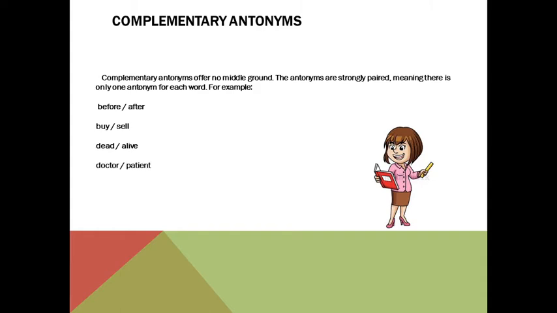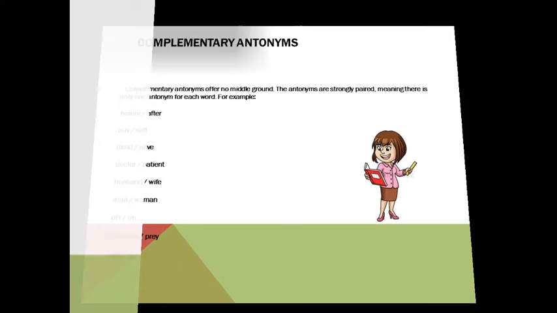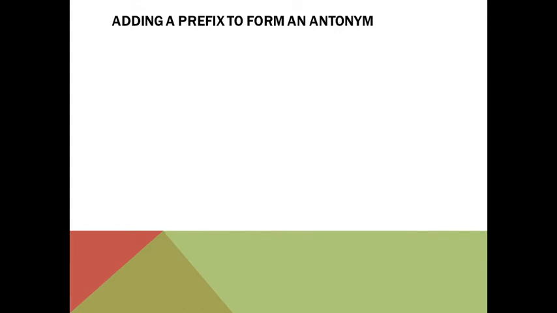relationship exists between the words, as we can see, for example, between the words dead and alive, doctor and patient, husband and wife, man and woman, off and on, predator and prey, and finally we can have so many different words. Then, if we would like to make an antonym, sometimes we can add a prefix to form it.